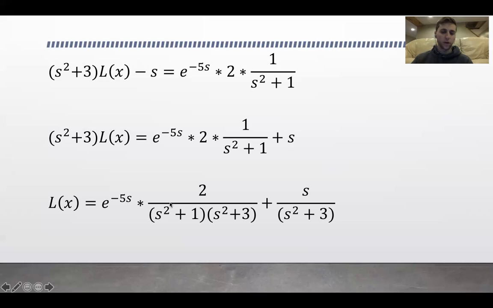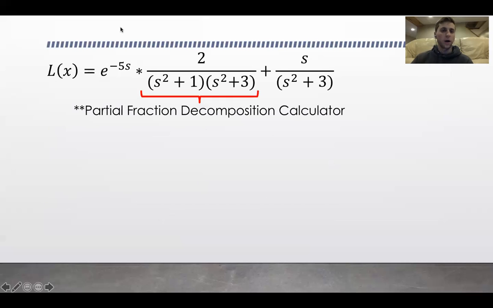So I'll carry this equation to the next slide where we have a little bit more work to do before we convert back to the original language. So this right here, s squared plus 1 times s squared plus 3, is not in any of the formats that are on our table to convert back to the original language. And so we'll have to use a partial fraction decomposition calculator to separate these things.